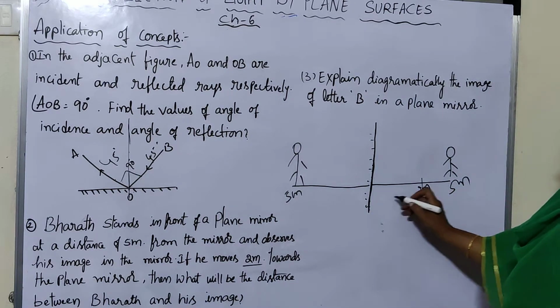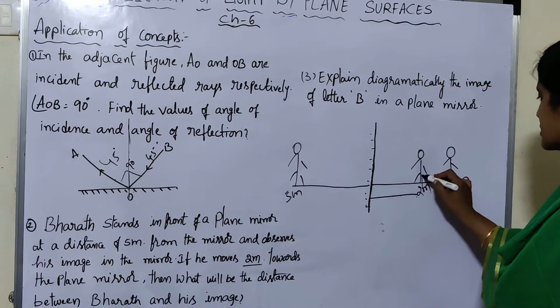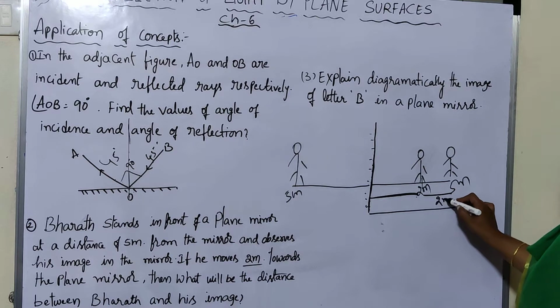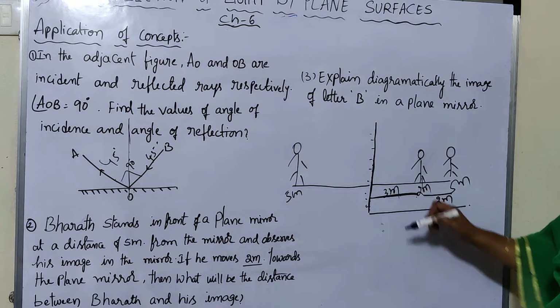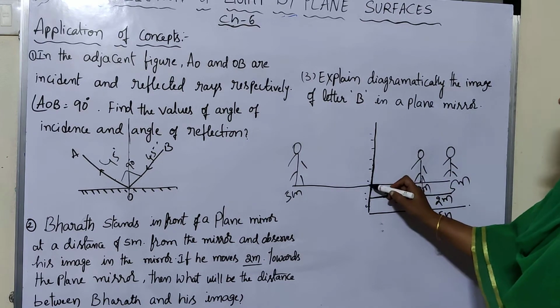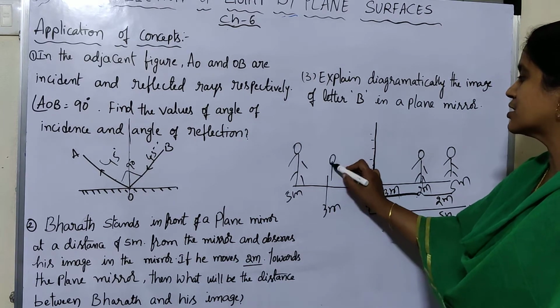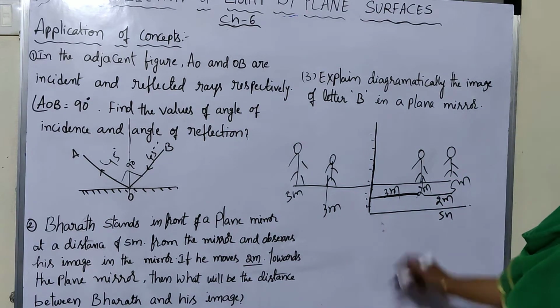So when you move 2 meters, you calculate the distance again. Actually this is 5 meters and he came to this position. In between this is 2 meters and this is 5. So 5 minus 2, you will get this distance as 3 meters. So when he stands at 3 meters from the mirror, obviously the image is also at a distance of 3 meters only. Next, the third one.